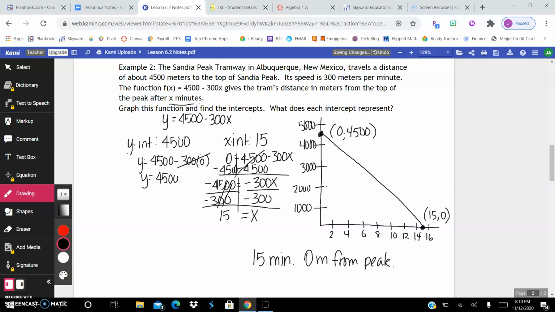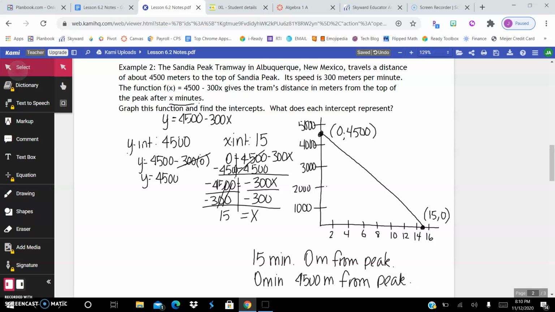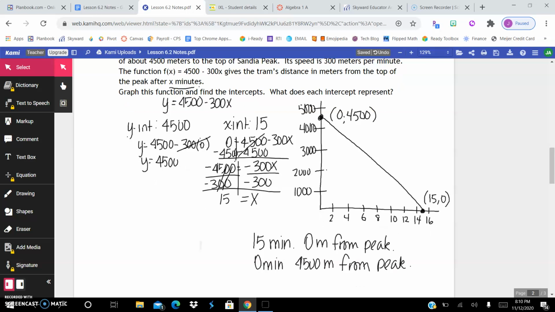And over here, the X is 0. So after 0 minutes, so before you start, you are 4,500 meters from the peak. So in order to describe what each intercept represents in word problems, you just have to go back and figure out what does the X represent and what does the Y represent. And then you can kind of make your sentence out of those.